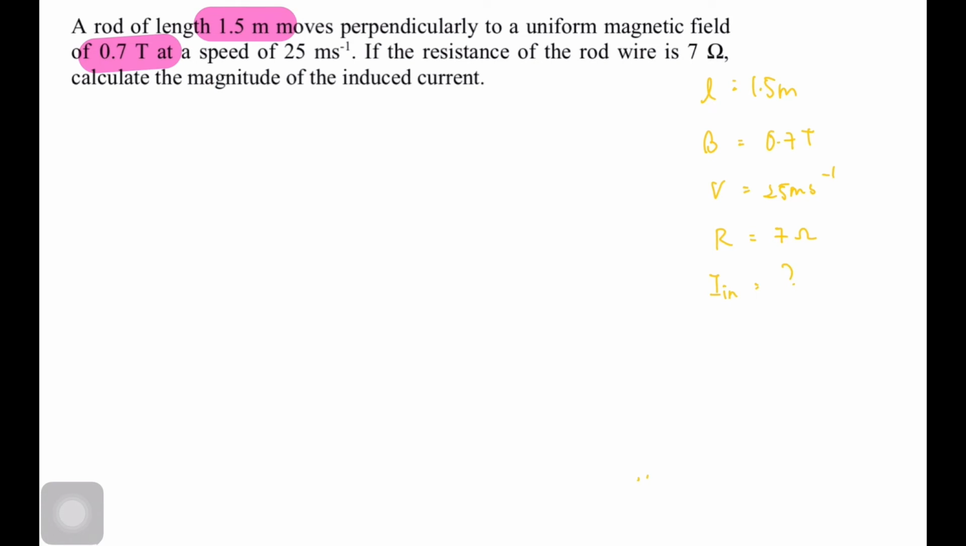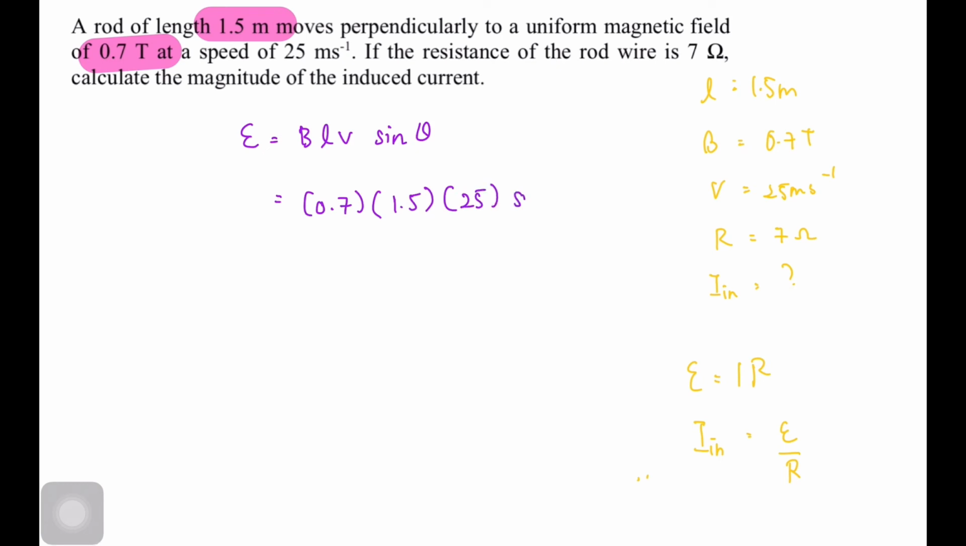Right? So to be able to find the induced current, we will use induced EMF equals induced current times resistance. So I induced equals induced EMF over R. It means that first of all we're going to find the induced EMF. Okay, because we are given the rod, it means that it's a straight conductor. So which equation do we need to use? Because we're given the speed, we must use BLV, induced EMF equals BLV sin theta. So we have B here 0.7, length will be 1.5 meter, velocity 25.